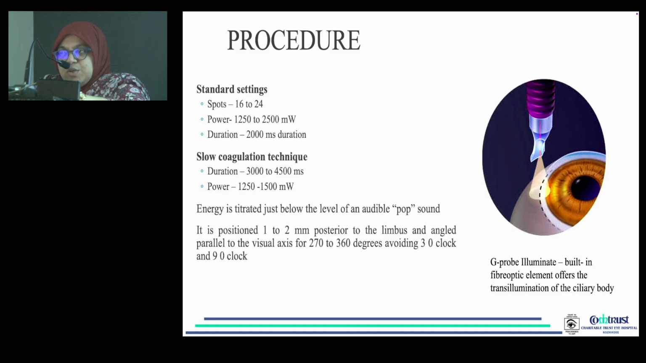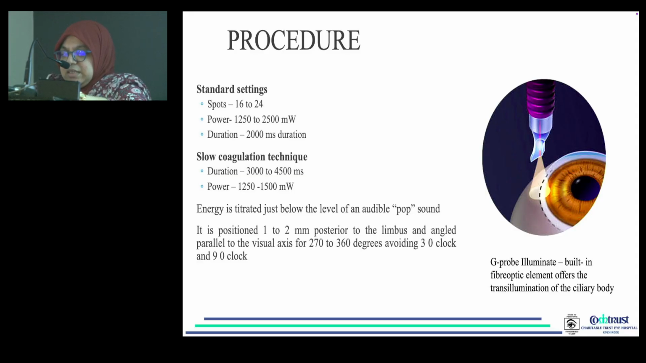There are two settings where we can do the procedure. One is the standard setting. The spot size is about 16 to 24. The power is 1250 to 2500 milliwatt, and the duration is 2000 milliseconds. And then there is the slow coagulation technique, where the duration is about 3000 to 4000 milliseconds, and power is 1250 to 1500. Energy is titrated just below the level of an audible pop.